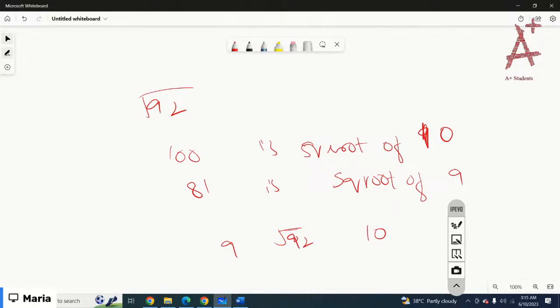Let me check using the calculator. Square root 92, that is 9.59. So the exact value is 9.59. Got it? So 9.59 is greater than 9 and less than 10. Got it?